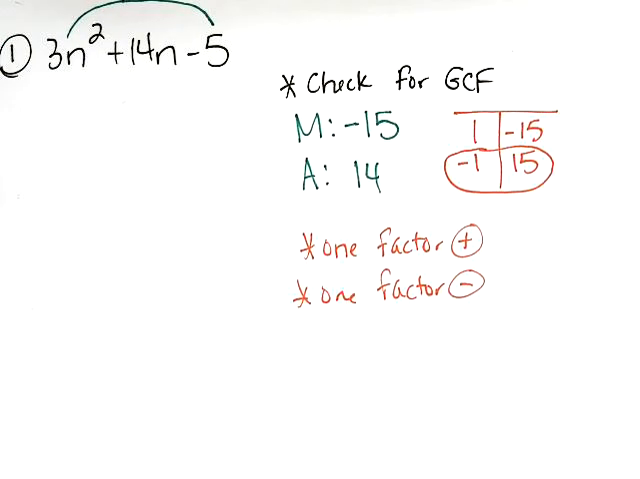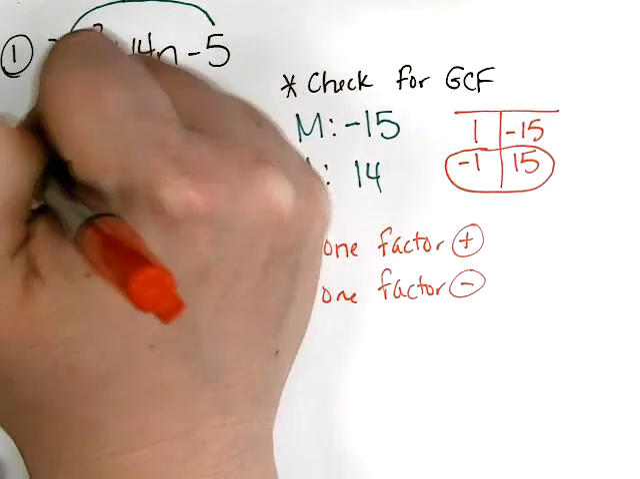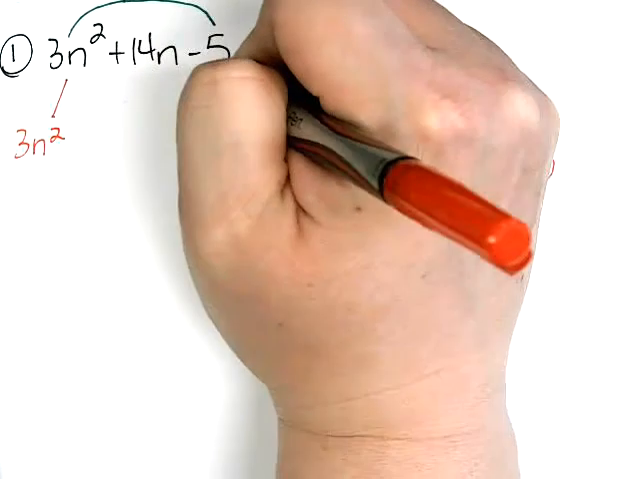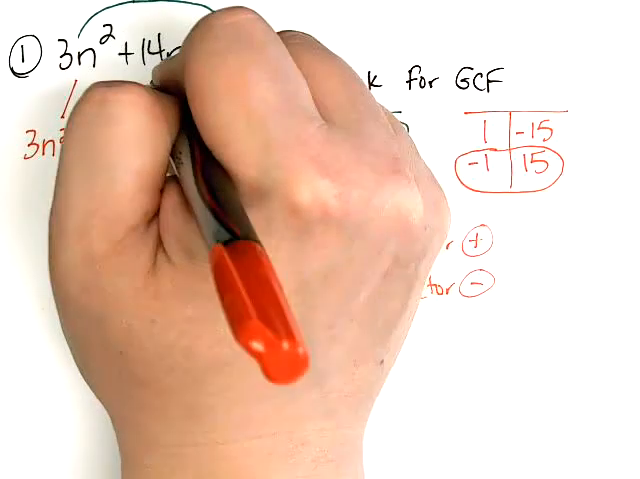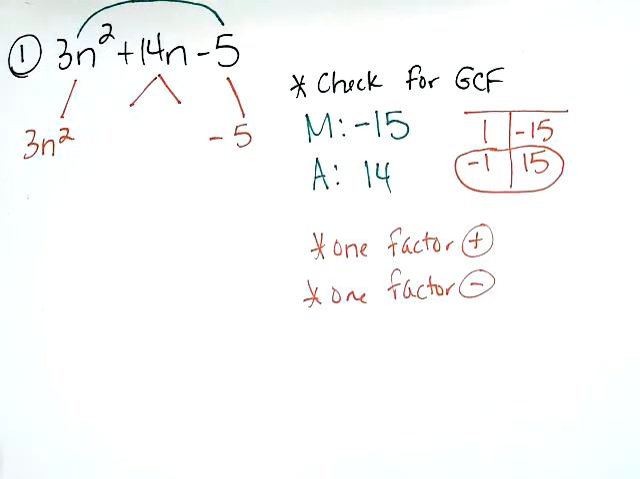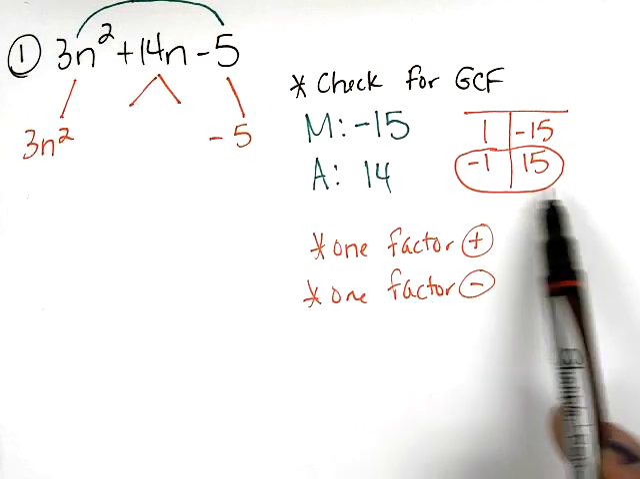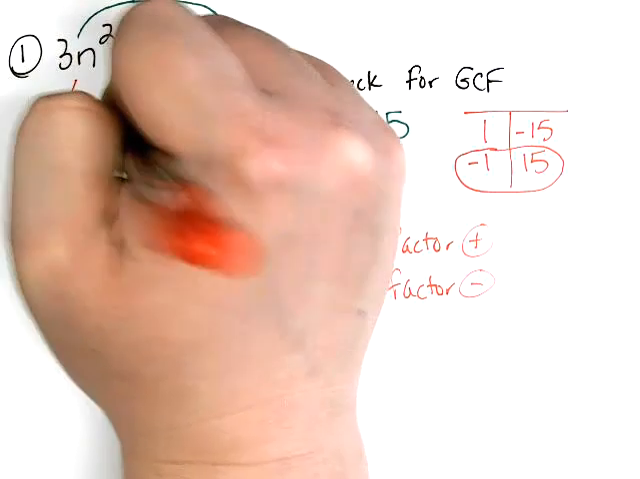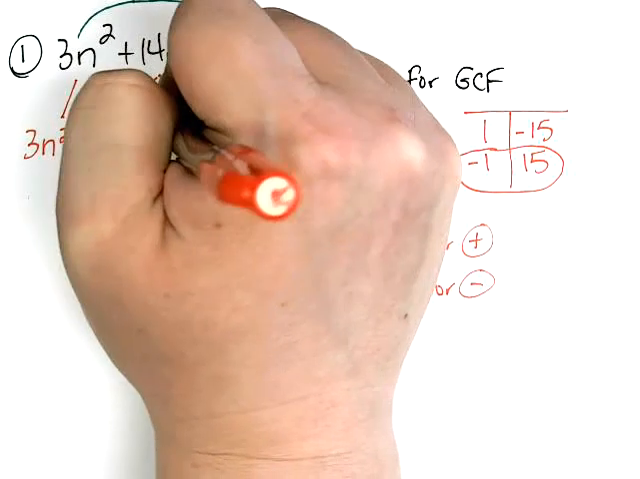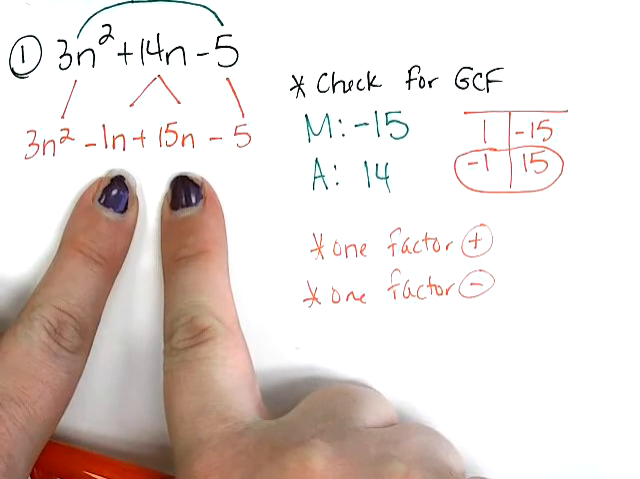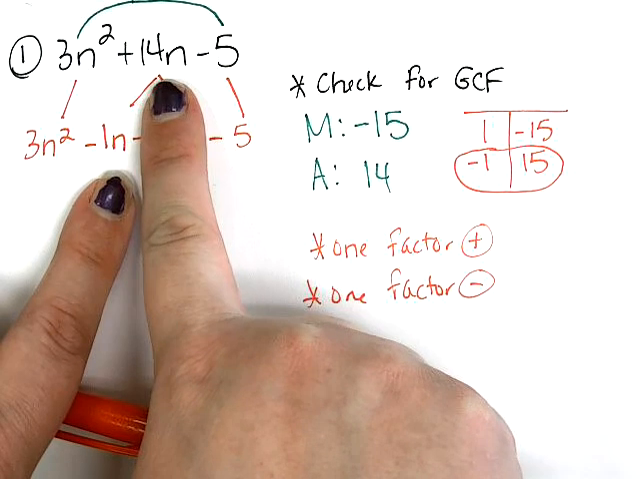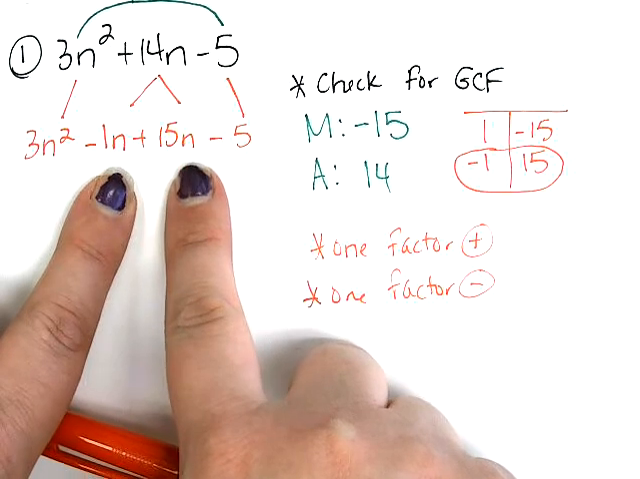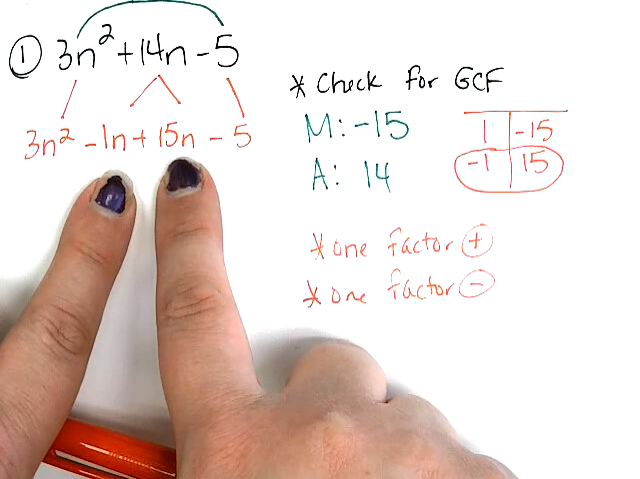So what we are going to do is go back to our original problem, and we are going to bring down the first term, which is 3n squared. Bring down the last term, which is negative 5, and we are going to split the middle term. And we are going to split it into whichever two numbers we picked here. So that would be a minus 1n and a plus 15n. We do have to remember to put the variable with both of them, because we're not splitting a 14, we're splitting a 14n. So we do have to make sure that both of them have a variable along with it.